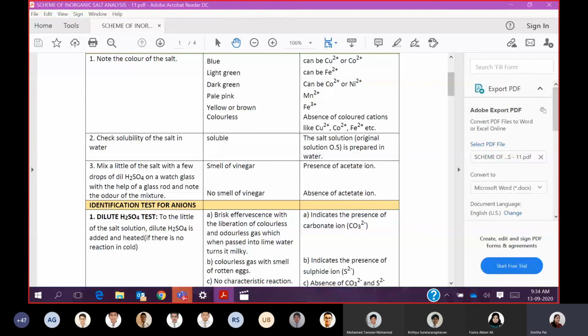I have given them 5 minutes time. After that, we'll do the assessment. Carbonate, acetate, and chloride.